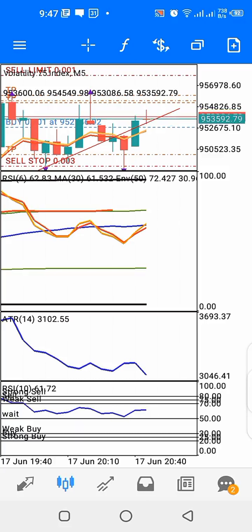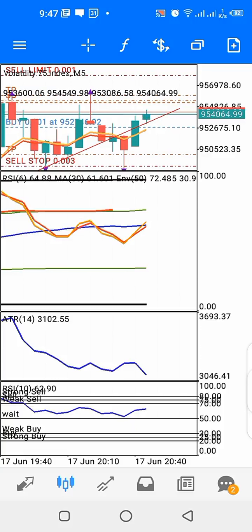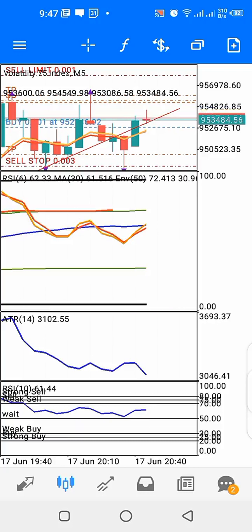Currently, price is back above the ascending trend line that I plotted earlier. I expect to make a profit of 2,500 points, that's like $2.5 on a 0.001 buy trade. Remember, for every trade placed, the take profit point for this strategy should be 2,500 points.